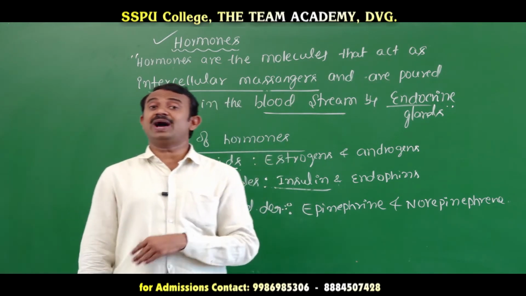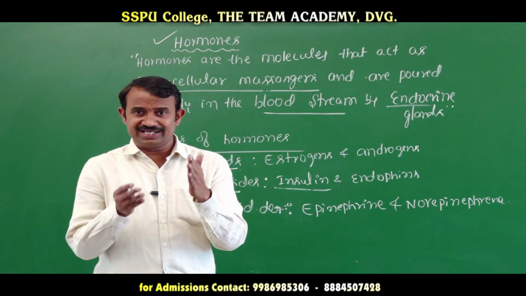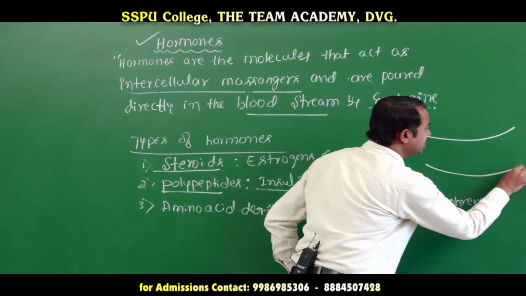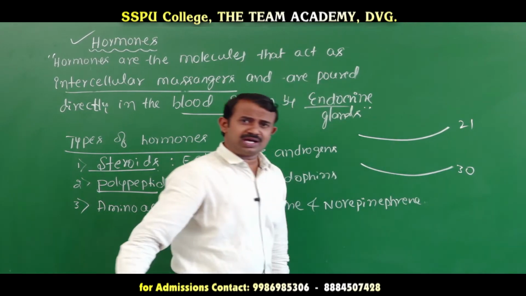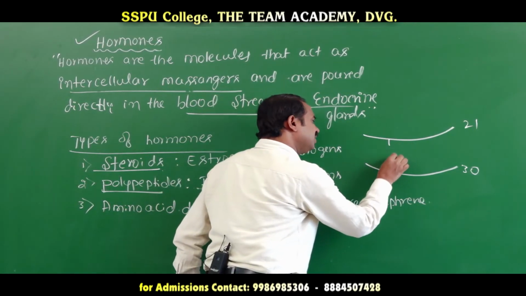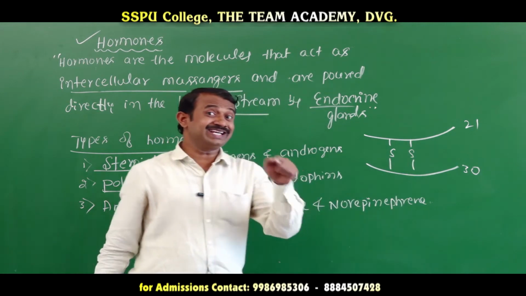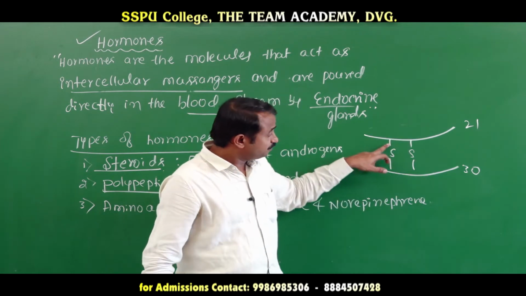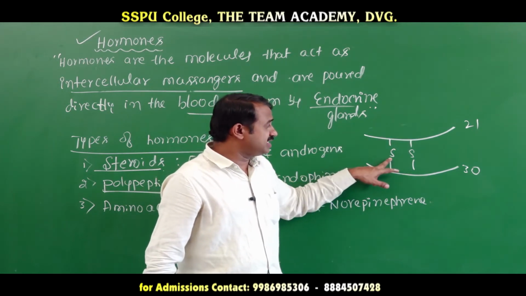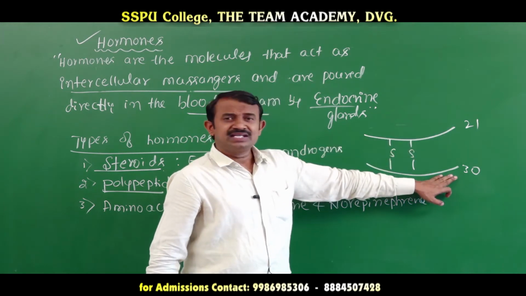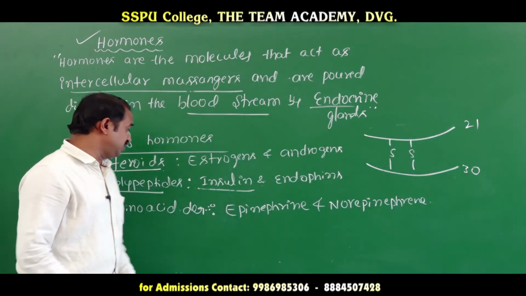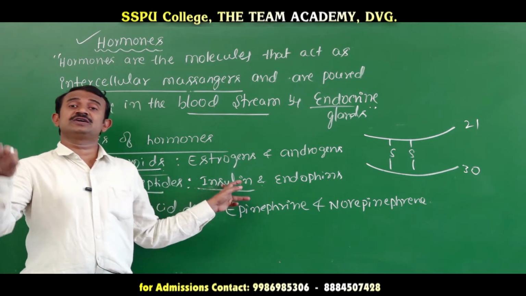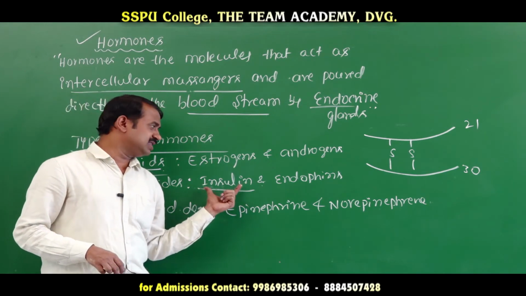Insulin contains 51 amino acids, in two chains: a 21 amino acid chain and a 30 amino acid chain. The chains are joined by sulfur bonds, with sulfur present in the amino acids between the chains. This is the 21 chain and the 30 chain. Which metal is present in insulin? Zinc atoms are present in insulin. These are important questions.